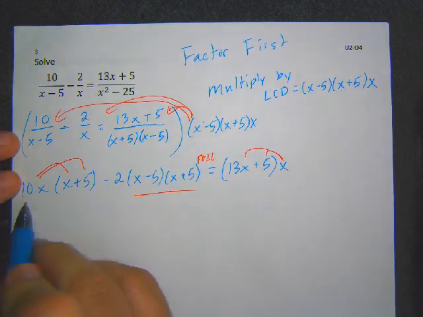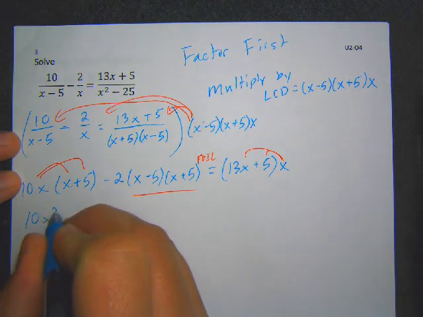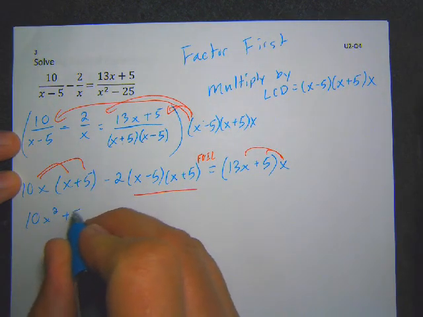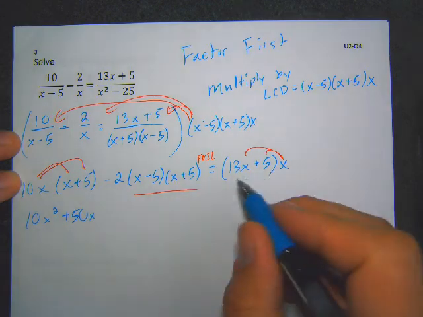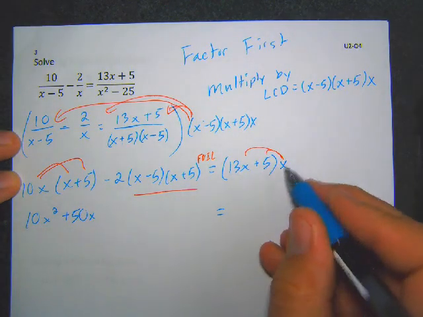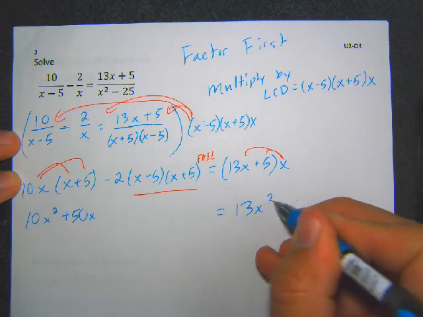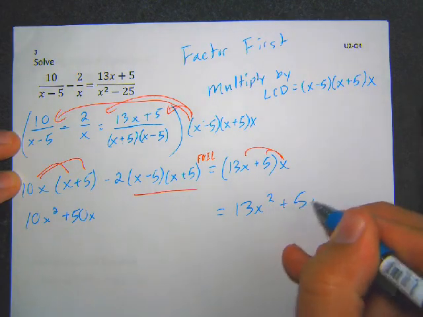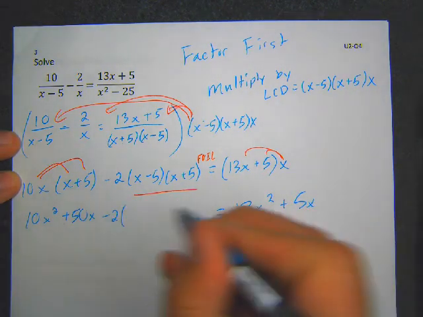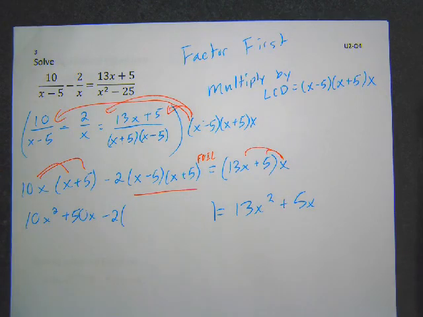So first off, I do 10x times x is 10x squared. 10x times 5 is 50x. Over here, I've got 13x times x is 13x squared. 5 times x is 5x. Over here, I'm going to keep the minus 2. I'm going to keep a big parentheses here. I'm going to go ahead and FOIL those two things out.